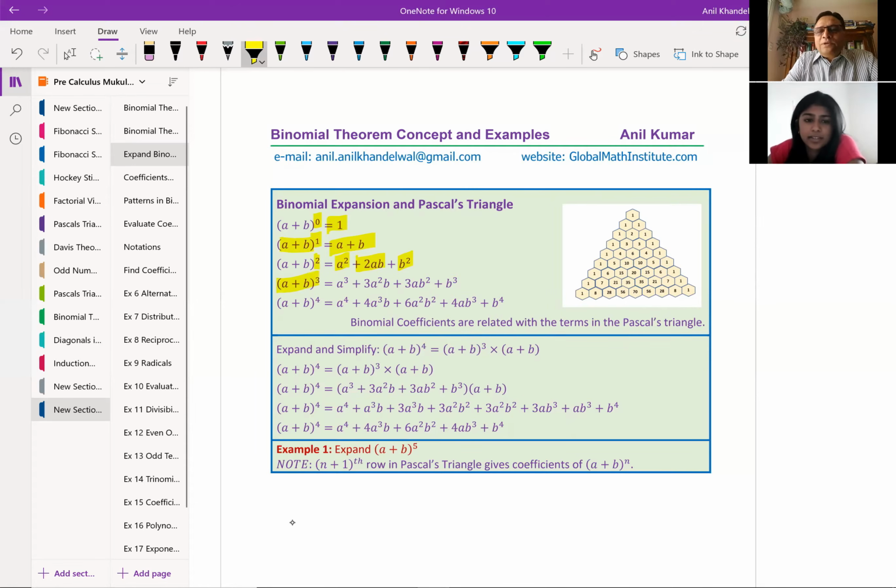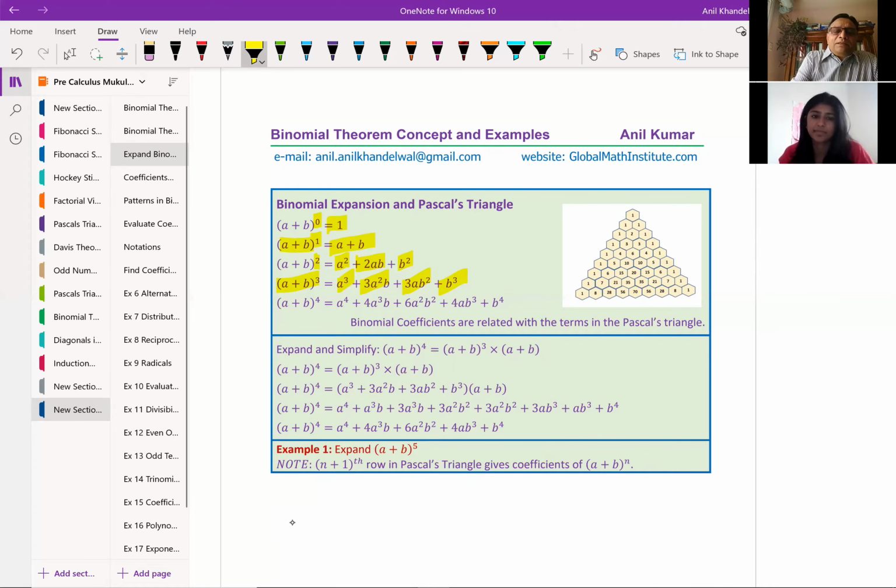And what is a plus b whole cube? I mean, it's written there. But a cube plus 3a square b plus 3ab square and b cube. You kind of know this formula. You may not be remembering it at present.